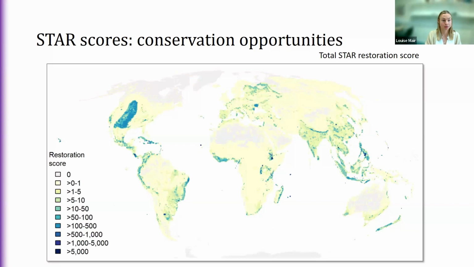Similarly, we can produce a map for the total STAR restoration score. So in this figure, the darker the blue, the higher the score, and this means that you have more species that are more threatened with extinction occurring in areas where there has been a relatively large amount of natural habitat loss. Therefore, there's a high potential for habitat restoration to contribute towards reducing species extinction risk. So this is slightly different, obviously, than the threat abate component in that it is also accounting for habitat loss across the globe.